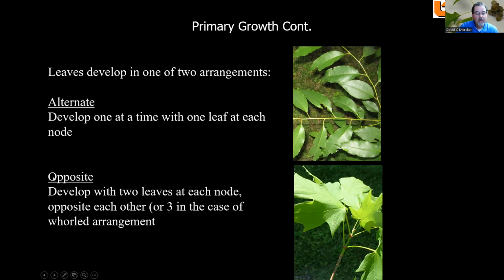In comparison to that, we've got opposite arrangement, and that's a situation where two leaves develop at each node, opposite each other. Sometimes there could be three in the case of a whorled arrangement. So here we have the maple, as I mentioned earlier, and you notice that the leaves are opposite each other. So alternate versus opposite leaf arrangement. That's the node that I referred to earlier.